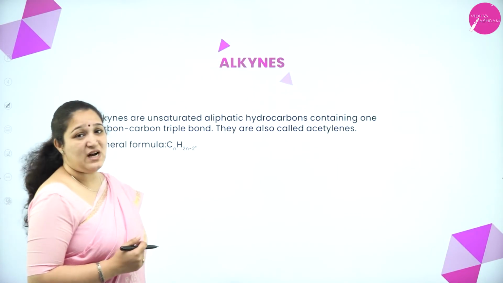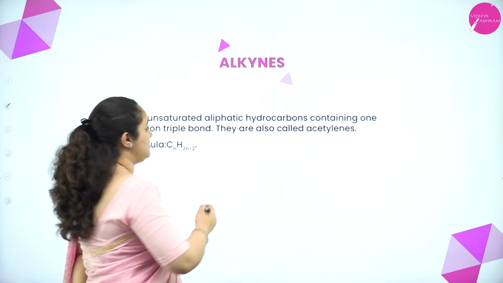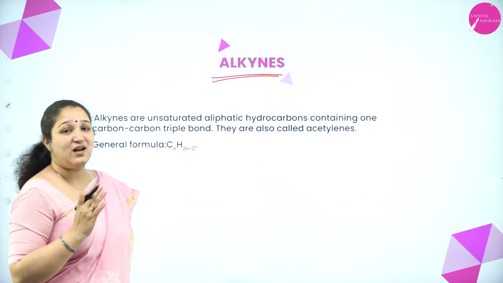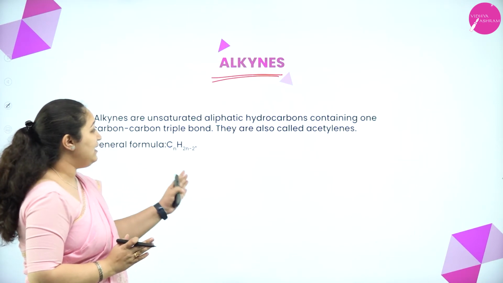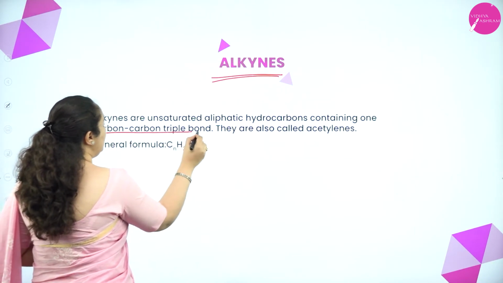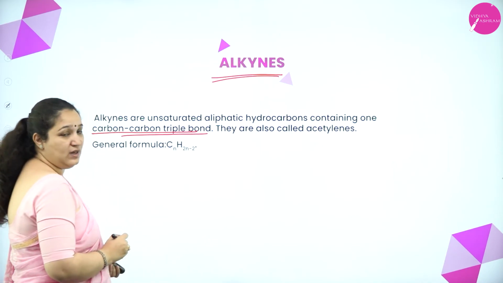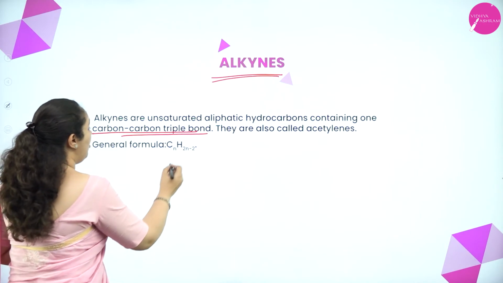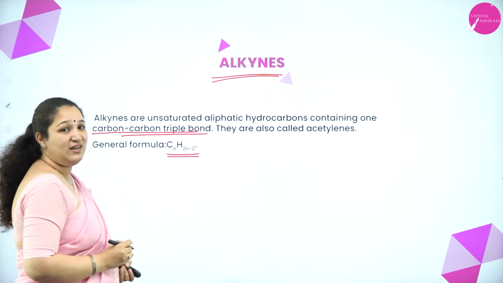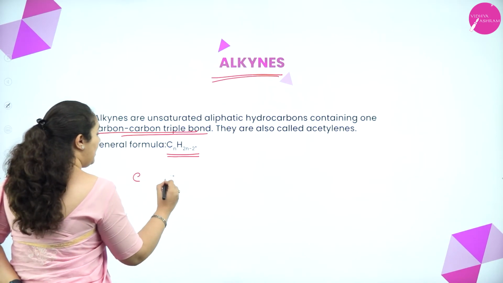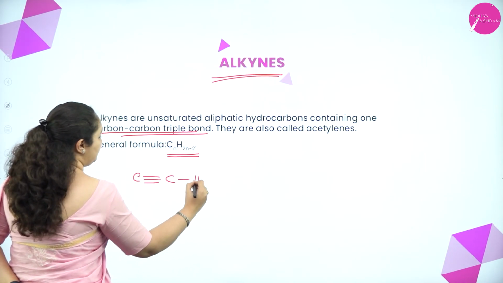Next, we are starting with alkynes. Okay, what are alkynes? They are unsaturated aliphatic hydrocarbons containing one carbon-carbon triple bond. They are also called acetylenes, and they have the general formula CnH2n-2.